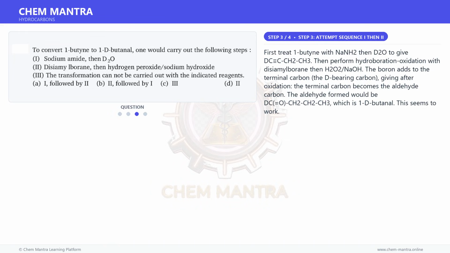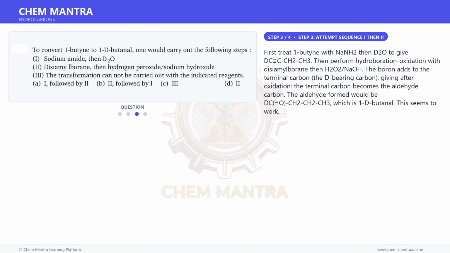Moving on to the next step. First treat 1-butyne with NaNH2, then D2O, to give DC≡C-CH2CH3. Then perform hydroboration-oxidation with disiamylborane, then H2O2, NaOH. The boron adds to the terminal carbon, the D-bearing carbon, giving after oxidation the terminal carbon as the aldehyde carbon. The aldehyde formed would be DC=O, CH2, CH2, CH3, which is 1-D-butanal.